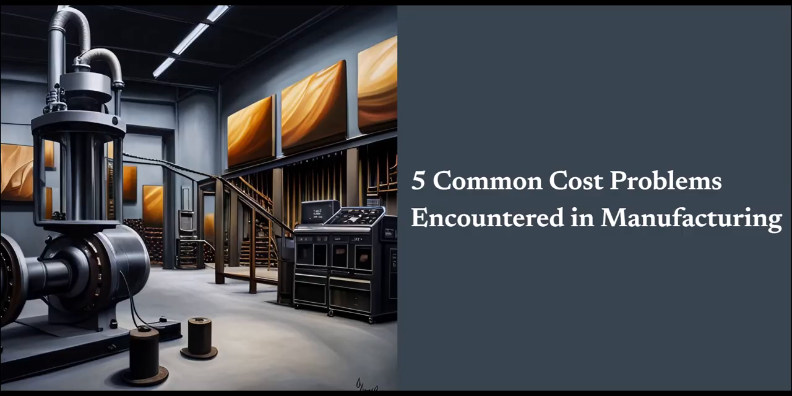So, there you have it, the 5 common cost problems faced by manufacturers: inefficient production processes, issues with suppliers, unpredictable market conditions, poor planning and forecasting, and scope creep. While some of these challenges can be mitigated with good planning and execution, others are simply part of the game. By understanding these issues and taking proactive steps to address them, you can keep your costs in check and run a more efficient and profitable business.